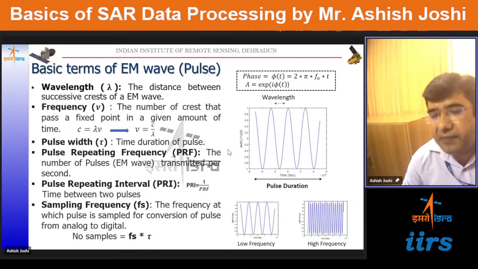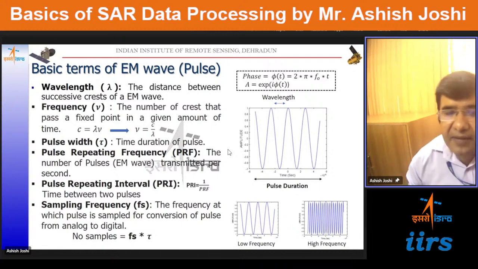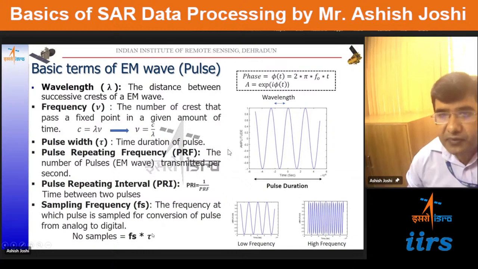Normally the pulses we see are like an analog signal only, but for practical purposes we have to transform this analog signal to a digital signal. For this digitization we have to make a number of samples. That is called the sampling frequency, the frequency at which we are sampling this signal. The number of samples we get is the sampling frequency fs times the pulse width tau.